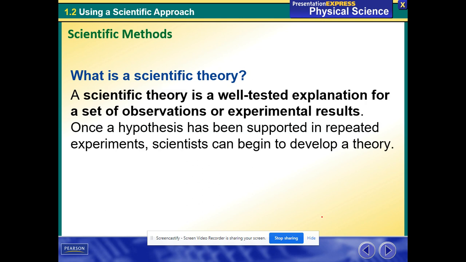Well, a scientific theory is defined as a well-tested, because you test it over and over again, explanation. So here's your key word. It explains why we see a set of observations, why something happens. So again, once a hypothesis has been supported by repeated experiments, usually we can start to develop a theory. And that theory explains what we see.